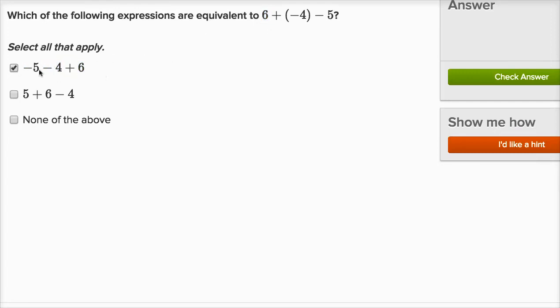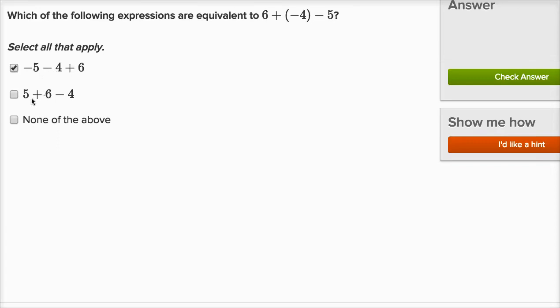It's just the order. They just switched the order. Instead of adding the 6 first, they add the positive 6 last. Instead of having the minus 5 at the end, they put a negative 5 in the beginning. And instead of saying adding negative 4, they just said minus 4. But these are all equivalent. So this one is going to be an equivalent expression.